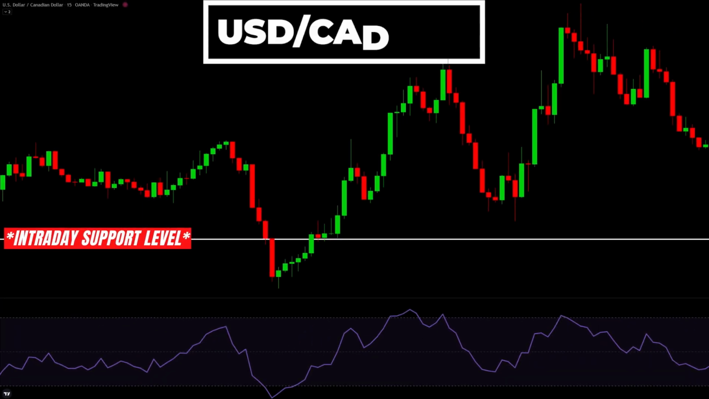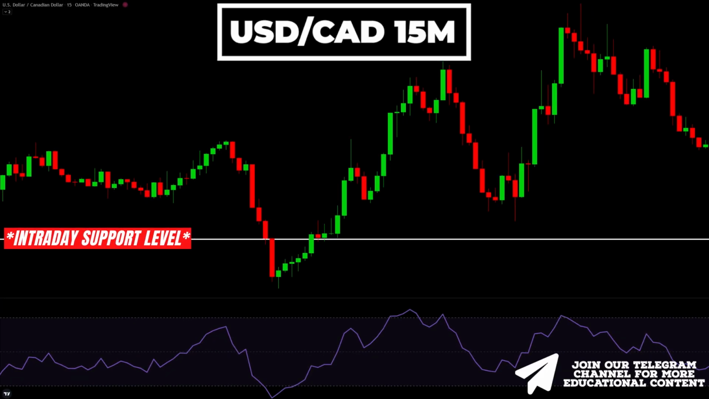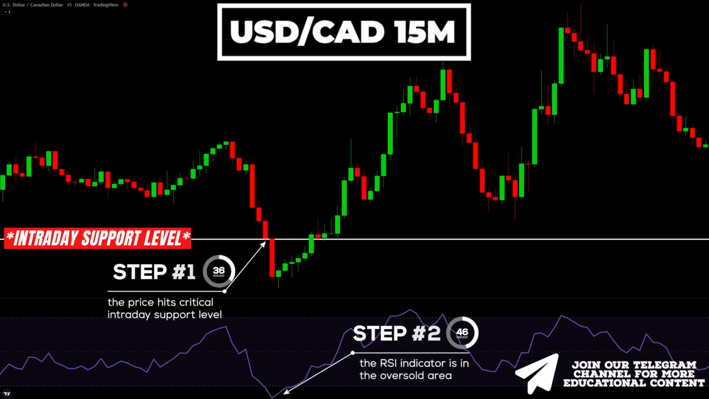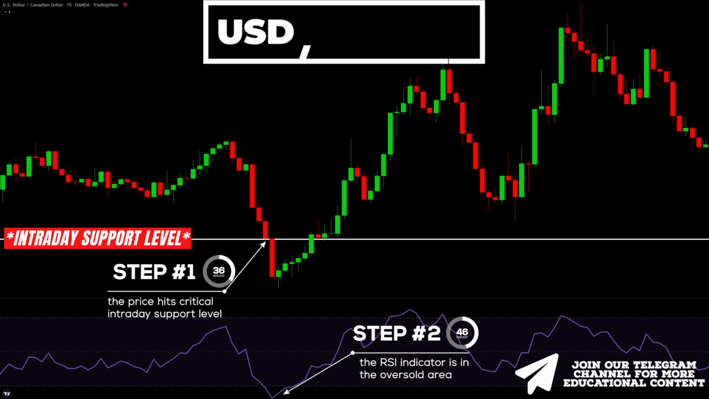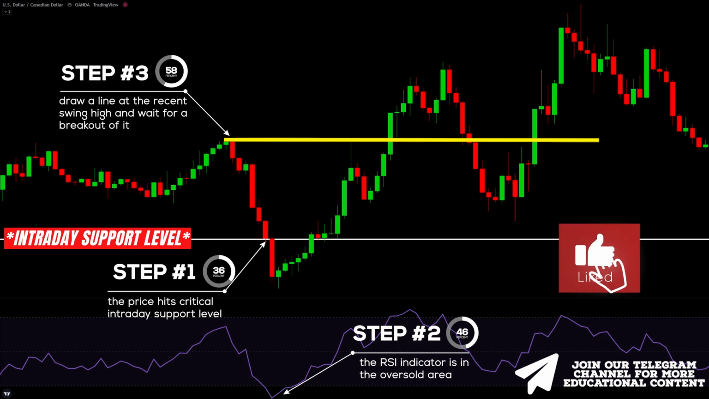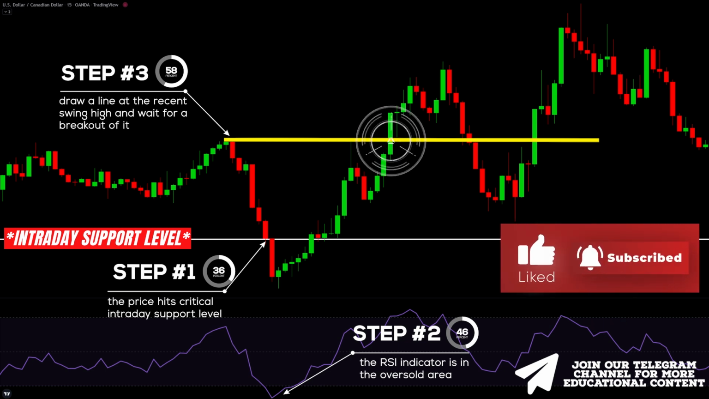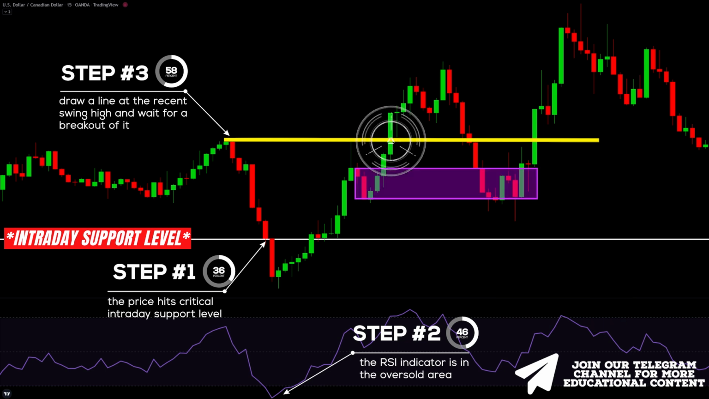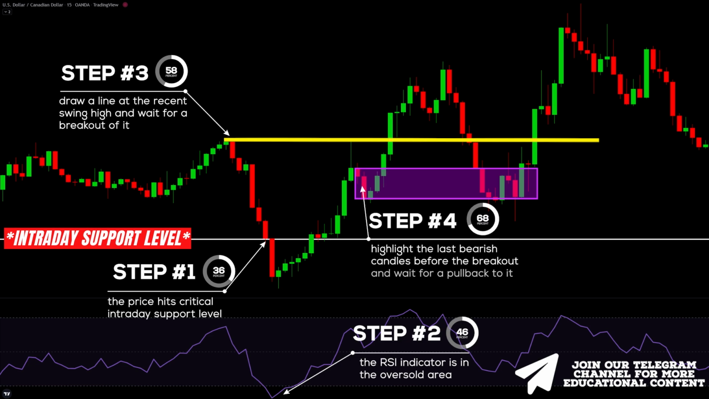Here's $CAD, a 15-minute time frame. As you can see, the price becomes oversold here right at a key intraday support level. Next, we draw a line at the most recent swing high, meaning right here. Then, we receive a breakout above our line. So let's highlight the last bearish candle or candles before the breakout. So, step 3 is done.